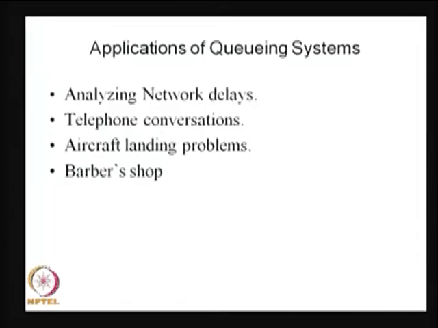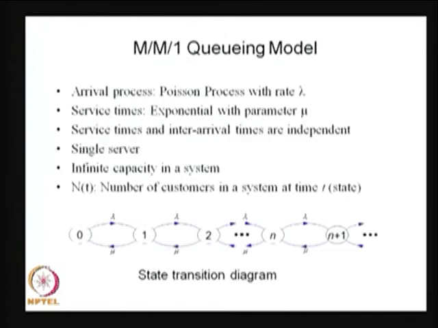There are many applications of queuing system. We are going to discuss the abstract queuing system in the further lecture. The easiest or the simplest queuing model is the Markovian queuing model, that is the M/M/1 queuing model. Later we are going to relate it with the birth-death process also.